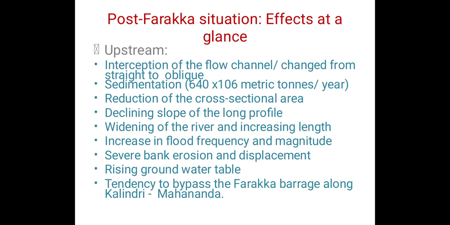Post-Farakka situation effects at a glance. On the upstream side, interception of the flow: channel changed from straight to oblique. Sedimentation is around 640 × 10^6 metric tons per year. Reduction of the cross-sectional area, declining slopes of the long profile, widening of the river and increasing length, increase in flood frequency and magnitude, severe bank erosion and displacement, rising groundwater table, tendency to bypass the Farakka barrage along Kalindi Mahananda.